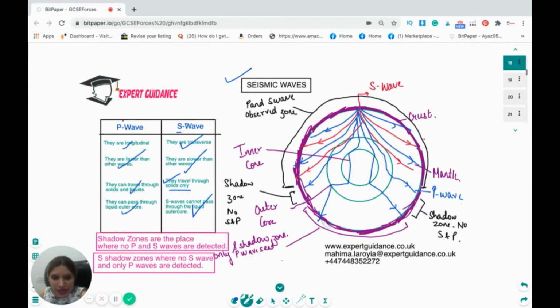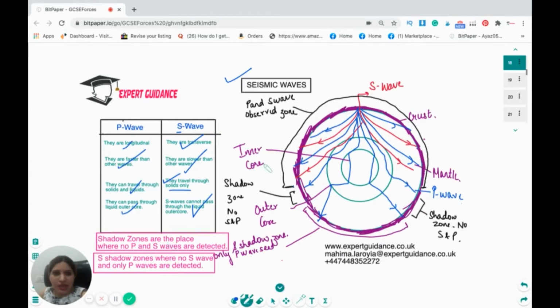And you can see this area, which is between the two blue waves, there you find no S wave. You only see the P wave. So these are known as the shadow zones. Shadow zones are the places where no P or S waves are detected. The S shadow zone is where no S wave is there, and the P shadow zone is where no P waves are detected.